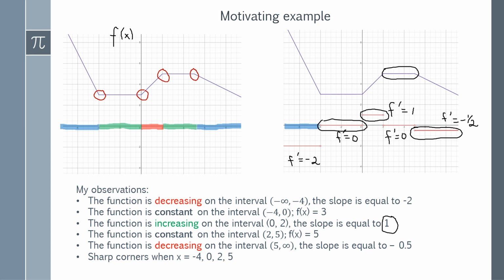Now, notice what happens at those points that we identified as corner points. Over here, in the derivative, we have a jump. But not only that, notice that neither one of those dots is a solid dot. They're both hollow dots. This is where the derivative does not exist, at those points where we have sharp corners. And we're going to explore this idea in more detail later in this lecture.